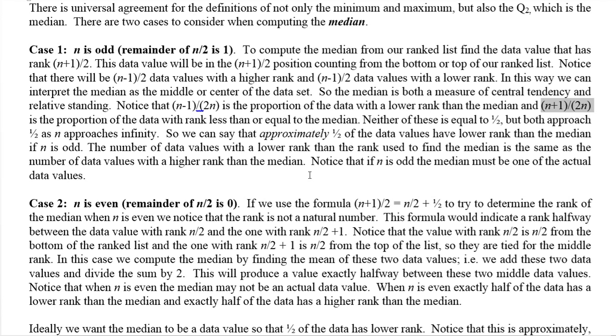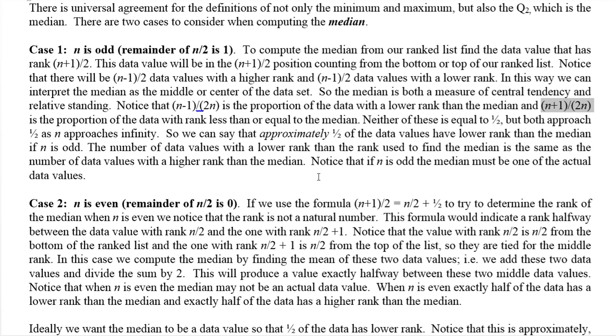But notice that if n is odd, the median must actually be one of the data values. On the other hand, if n is even, then when we use the formula (n plus 1) over 2, which is n over 2 plus a half, you get a whole number plus a half, so you get halfway between two whole numbers. For example, let's say the data set has 40 things in it. (40 plus 1) over 2 is 40 over 2 plus a half, which is 20.5. So that tells you that we want something halfway between the 20th data point and the 21st, and that's how we compute the median.